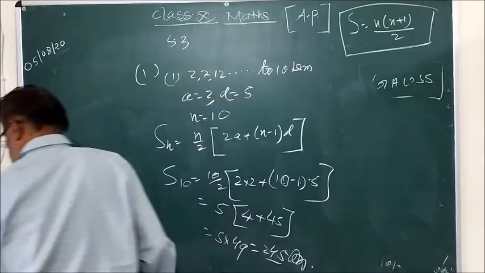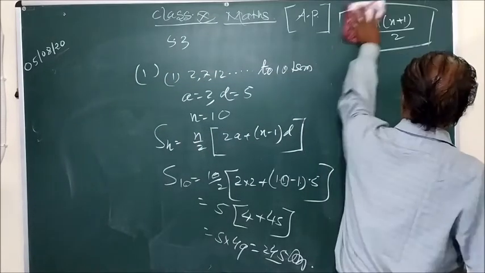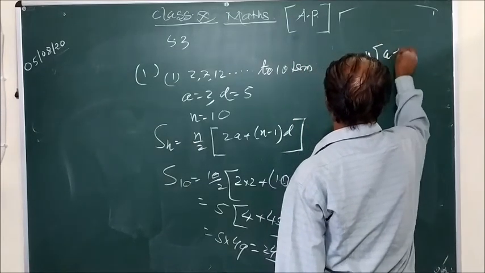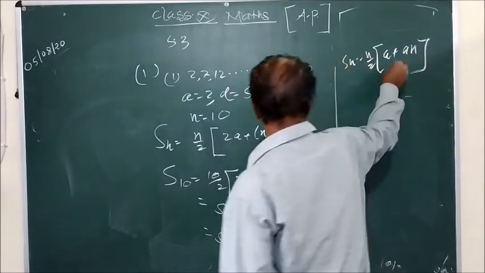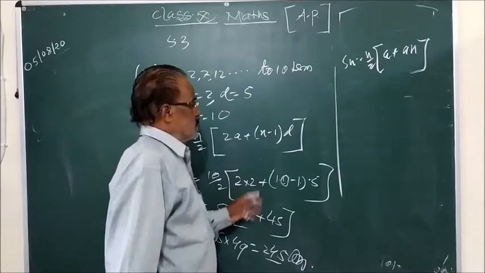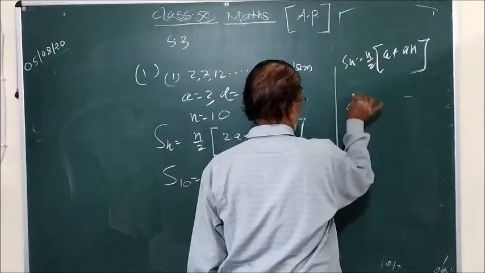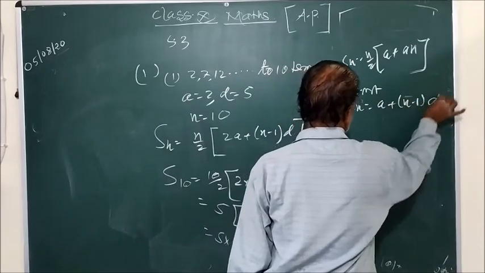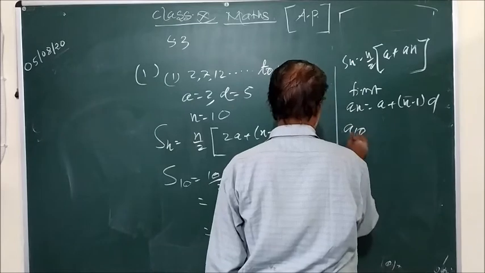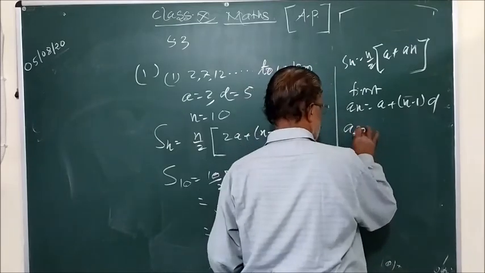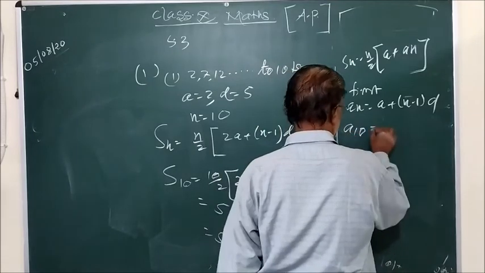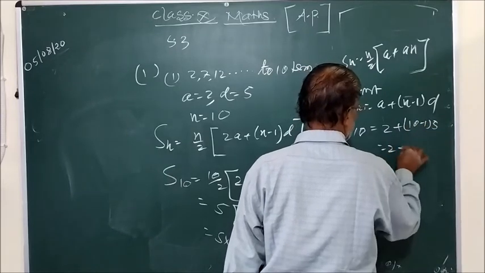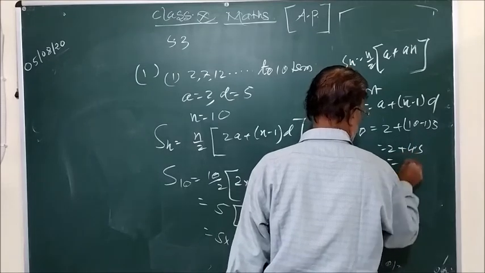You may ask, sir, what is the alternative method? S_n is equal to n by 2 into first term plus last term. But here, if you use this formula, we don't know what the last term is. So first we have to find a_n. First you find a_n. So a_n is equal to a plus (n minus 1) into d. So n means the 10th term, this is the number of terms. What is the number in the 10th term? a is 2 plus 10 minus 1 into d, 2 plus 45, 47.